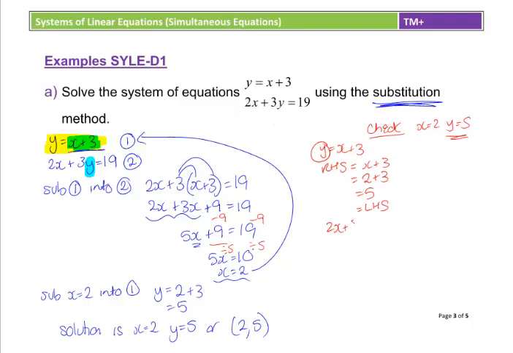Look at the next equation. The left hand side is 2x plus 3y, so that's 2 times 2 plus 3 times 5, 4 plus 15, which is 19, which is my right hand side. So I know that my solution is correct.